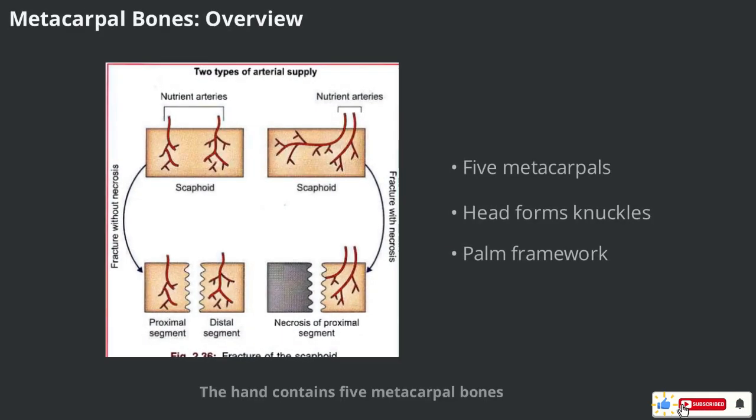The hand contains 5 metacarpal bones numbered from lateral thumb to medial little finger. Each metacarpal has a head, shaft, and base. The head forms the knuckles, the shaft is concave on the palmar side, and the base is irregularly expanded. These bones provide the framework for the palm and are essential for gripping and manipulating objects.